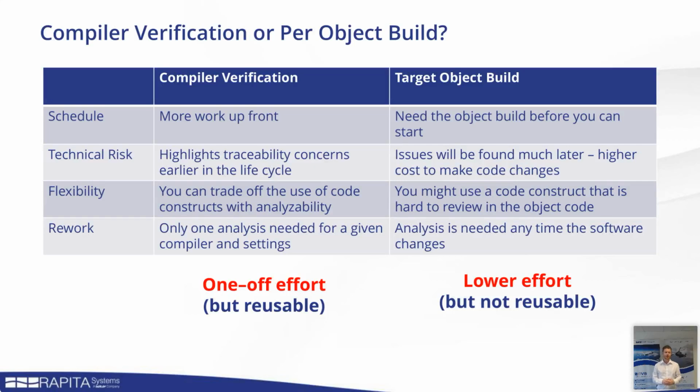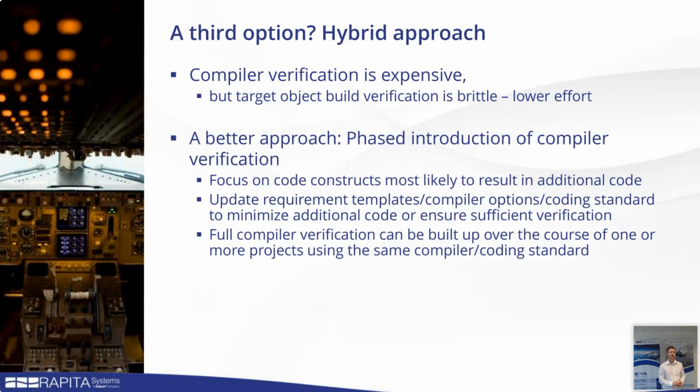So in practice, the compiler verification approach on the left is by far the most popular in the industry. Is there a third option there? This is a hybrid approach that we're hypothesizing here. The compiler verification is expensive, but the object build analysis is not reusable.